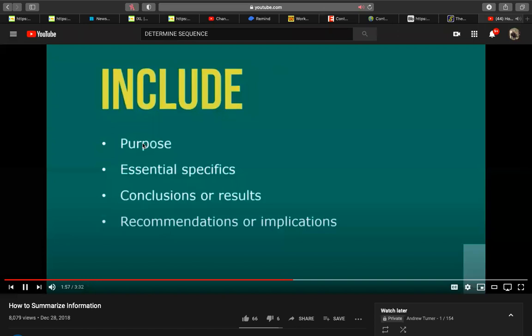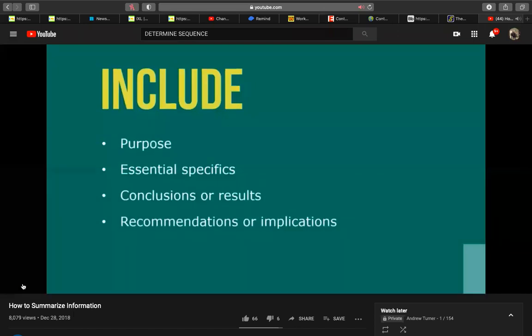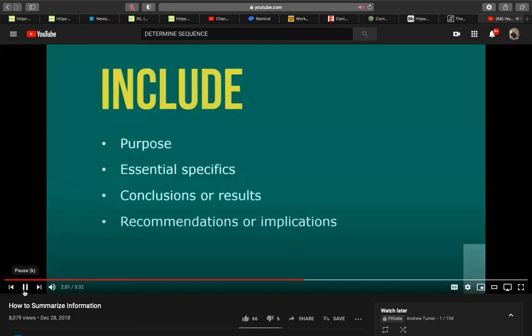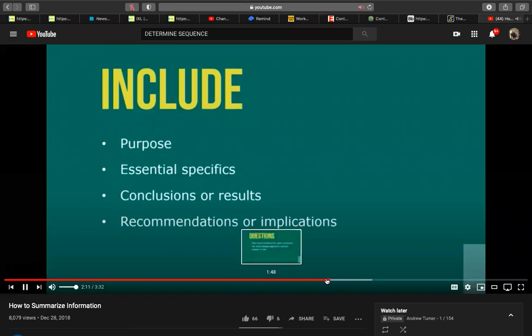Let's take a look at what to include in a summary. First, the purpose. Why was the article, hearing, or meeting held? Give the readers a brief introduction of the report or event. Essential specifics. Include only essential names, costs, titles, places, or dates.